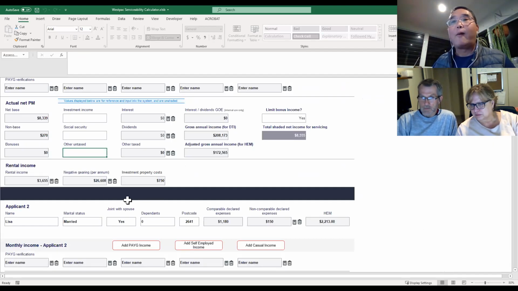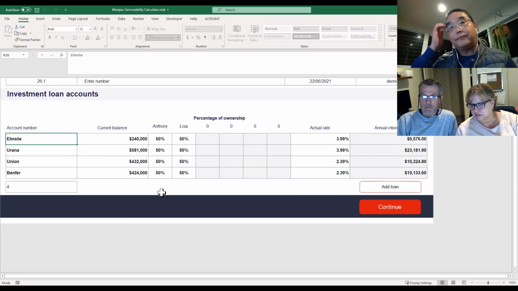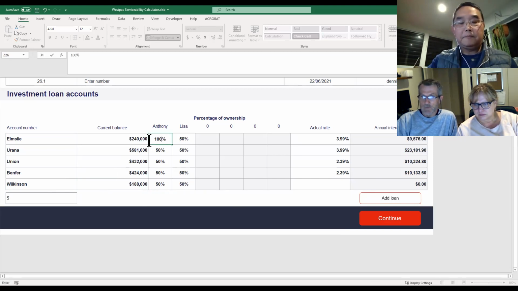Okay, that's cool. And that is the, because I took out the Wilkinson. Okay, Wilkinson 188. Which one? Yeah, that's 50-50. It's the top one, Elmsley, that's 100% mine. Okay, this is a presume.